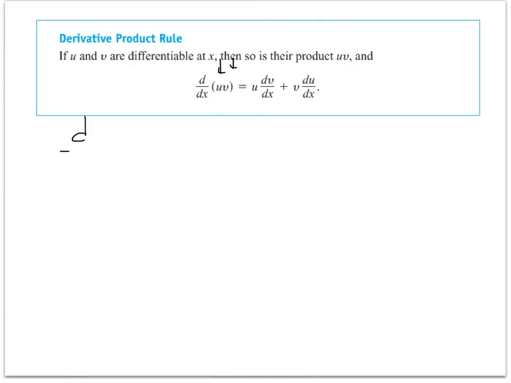What this is saying is that I have two functions. I have an f of x, and I have a g of x.